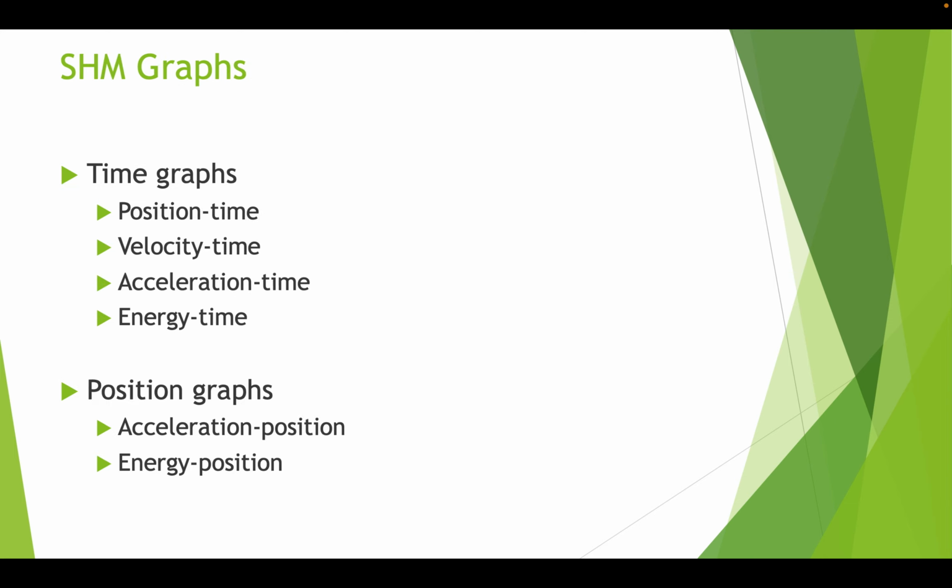Just to move on, because a lot of times we'll see graphical versions of SHM, and we need to be able to pull information out from these graphs. I'm going to review these graphs here. First we have time graphs: position-time, velocity-time, acceleration-time. And the tricky one could be energy-time. We'll also see position graphs where the x-axis is position. We'll see either force or acceleration versus position, and energy versus position.